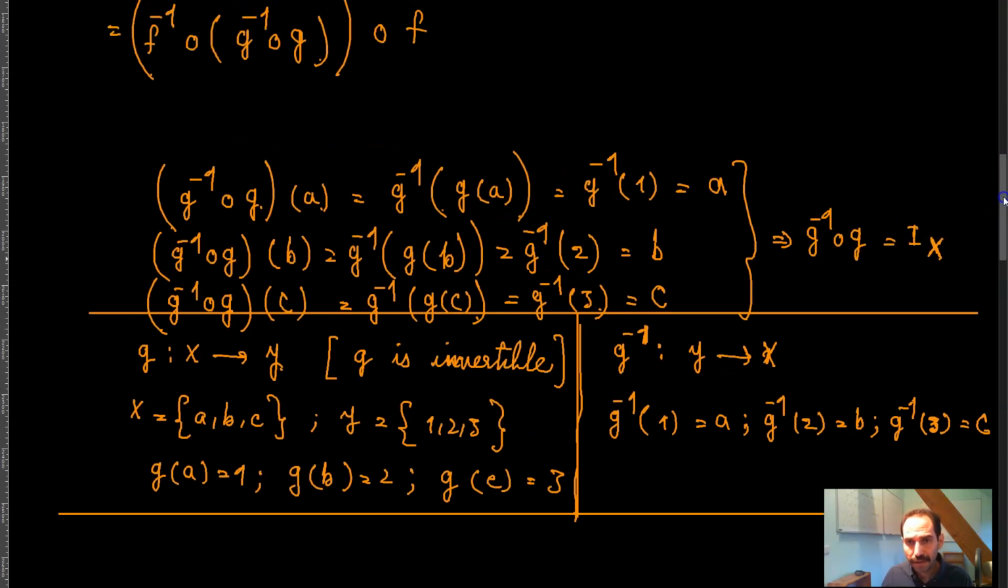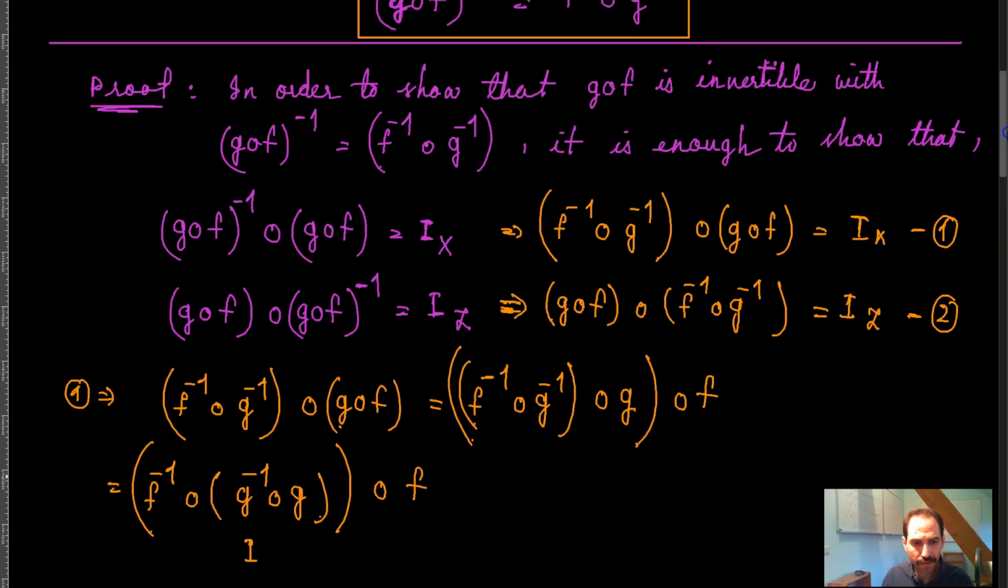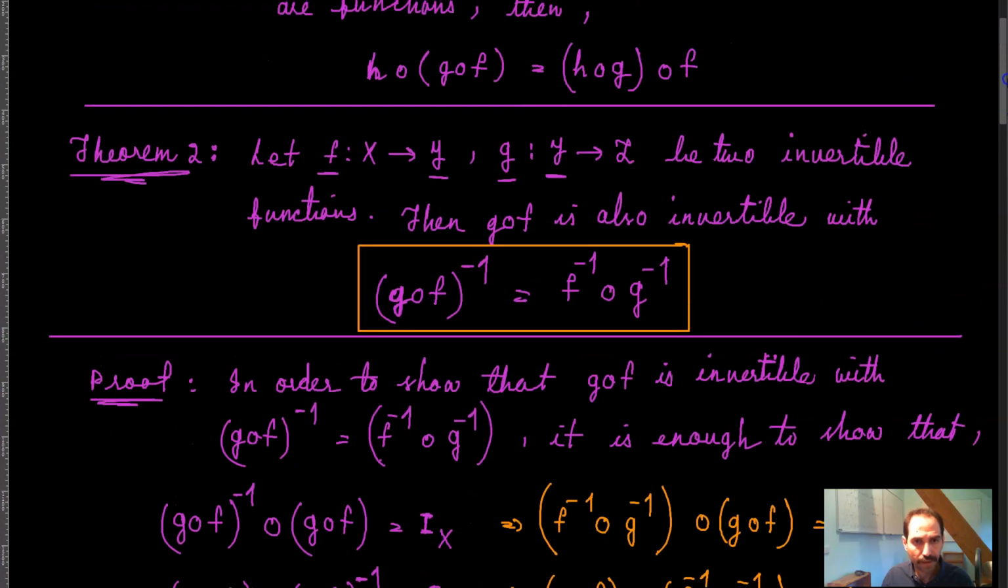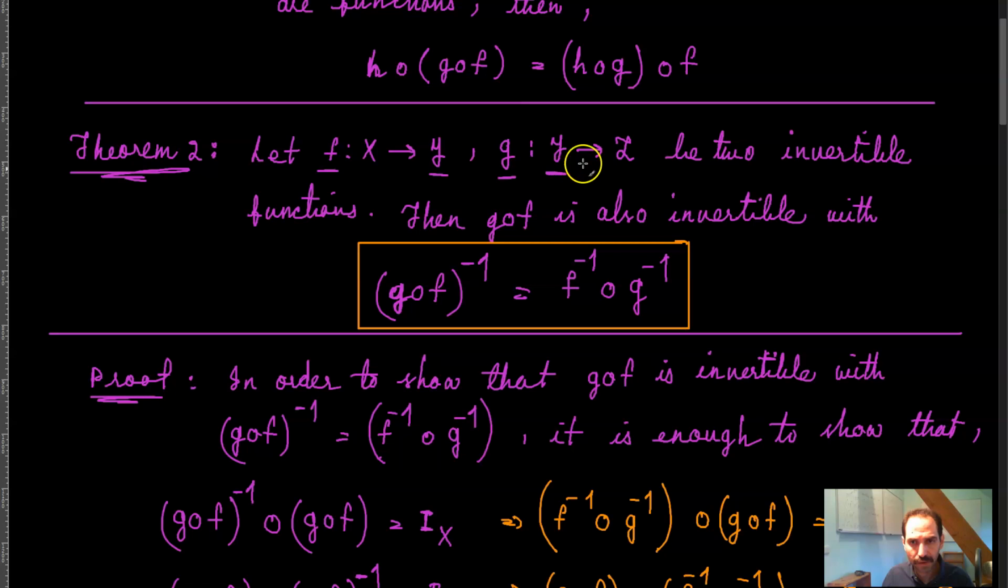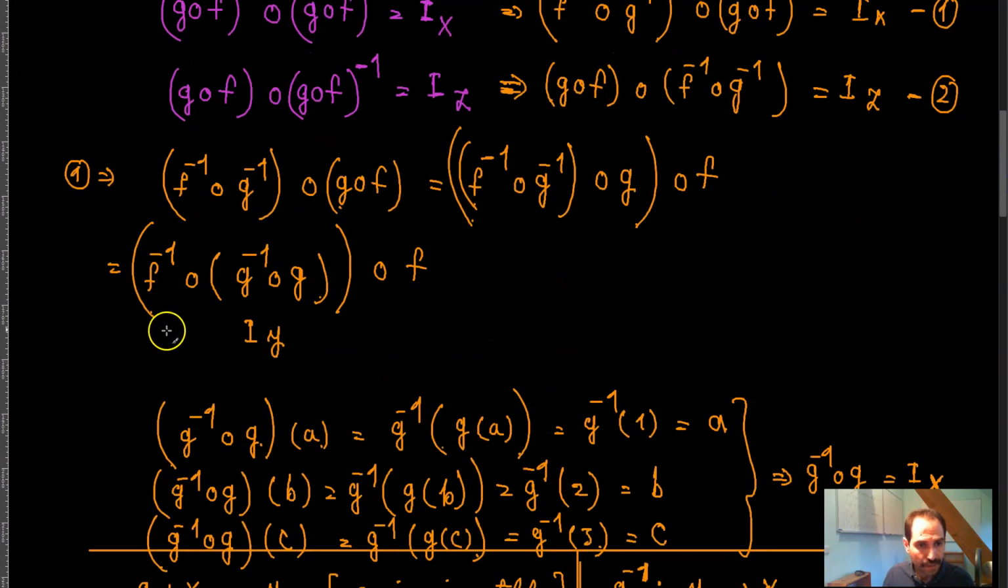So based on that, I can say that G inverse composed with G is equal to the identity function on the domain of this function G. Here we argued that the domain is Y, right? So that becomes I of Y. And so you have F inverse composed with I of Y, and then compose that with F. That is what you get here.